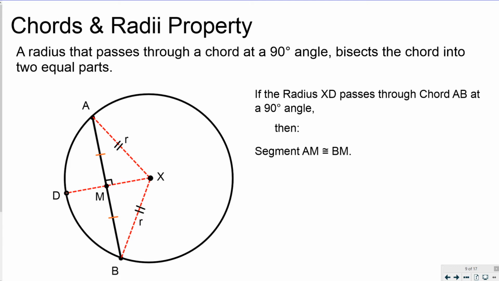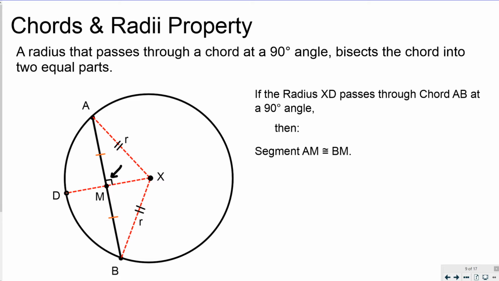All right, so let's talk about some other chord properties. We have the chords and radii property. A radius that passes through a chord at a 90-degree angle bisects the chord into two equal parts. So if the radius XD, so X to D here is a radius, passes through chord AB at a 90-degree angle, so it has the 90-degree angle here, then it means that AM is congruent to BM. So AM is the halfway point, and MB is halfway as well. Those two segments are congruent. The two R's here represent congruent radii.